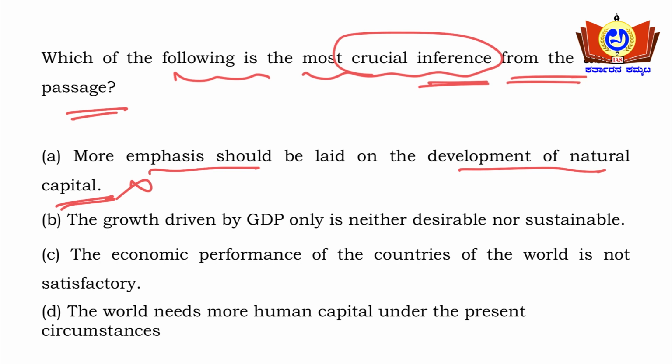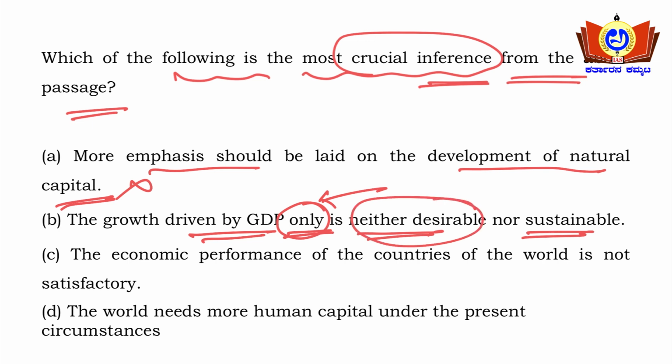Okay, so the second statement is: the growth driven by GDP only is neither desirable nor sustainable. Okay, so this is the extreme statement, guys. Only is given here. In the previous video I have told you, statements with only, in most of the cases the statement will be wrong, not in all the cases. If at all an extreme statement comes, then you need to examine more cautiously. So the growth driven by GDP only is neither desirable nor sustainable.